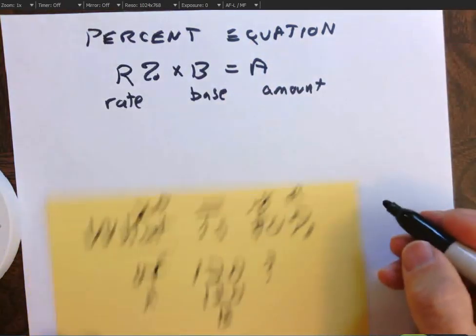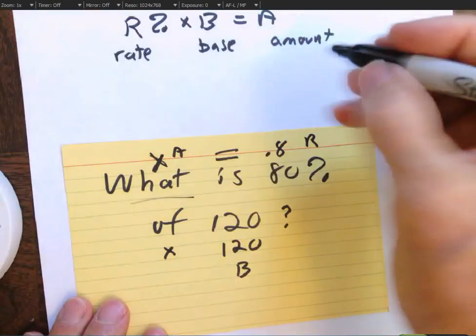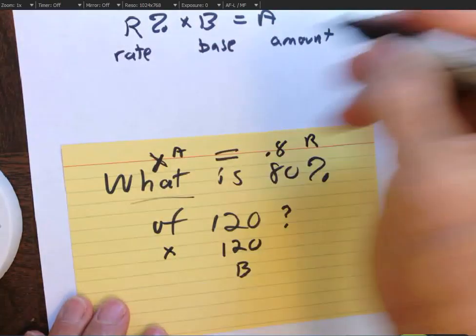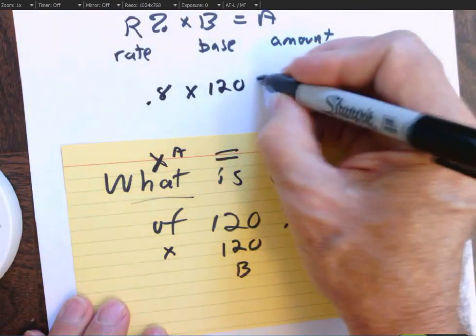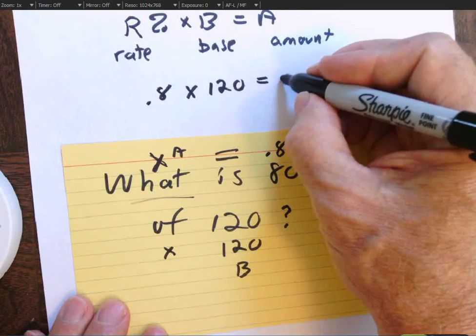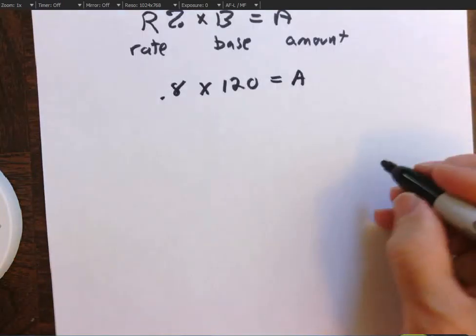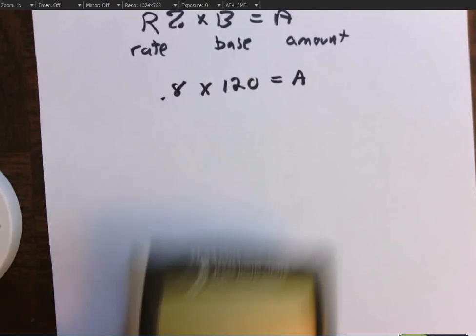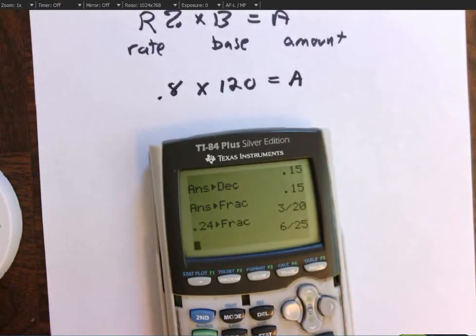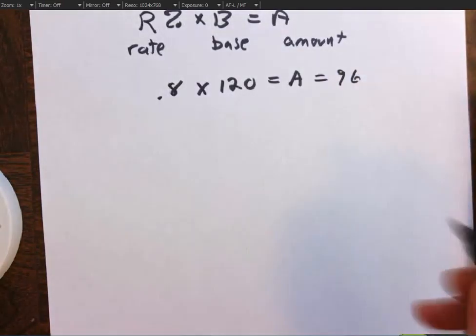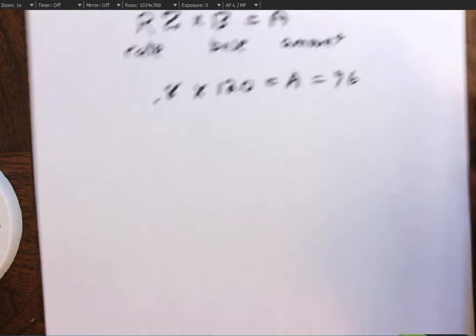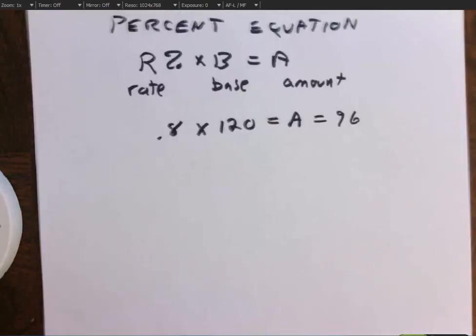So my equation looks like 80% or 0.8 times 120 equals x. Well, I'll call it A here. Okay, so I'm going to do these on the calculator to save time. You probably do this anyway. So 120 times 0.8 gives me 96. So that's pretty straightforward. The other two aren't as straightforward because they involve division.